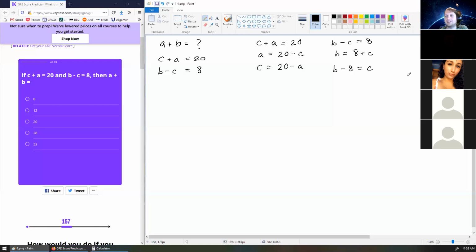So we have a couple of equations now, right? We've got A, B, and C isolated. So if we wanted to write out A plus B, we actually have those here now, right? We've got 20 minus C plus 8 plus C equals the answer.